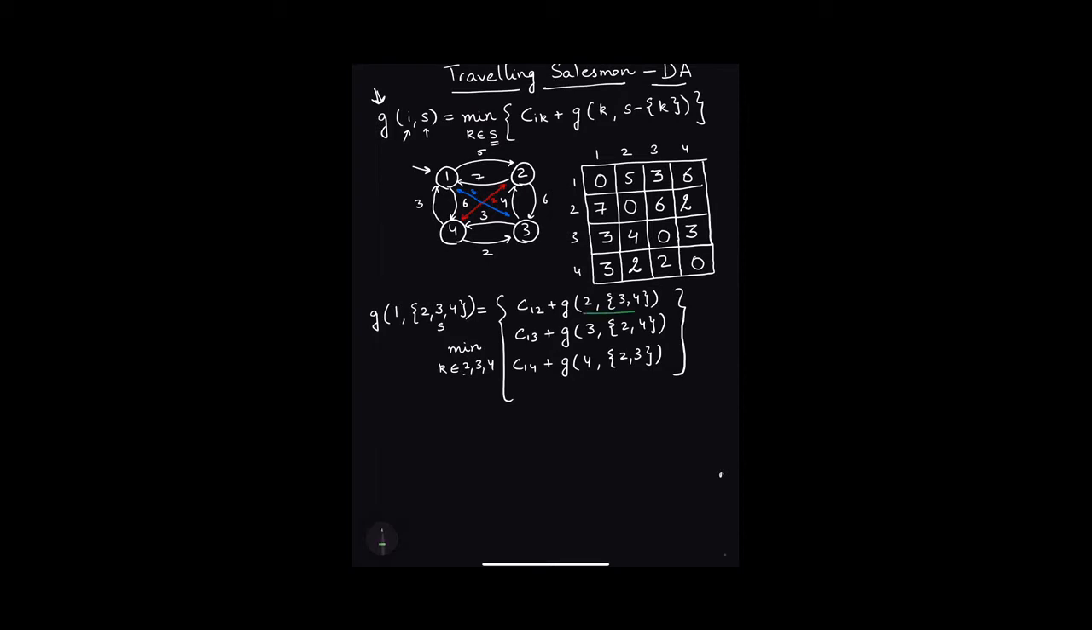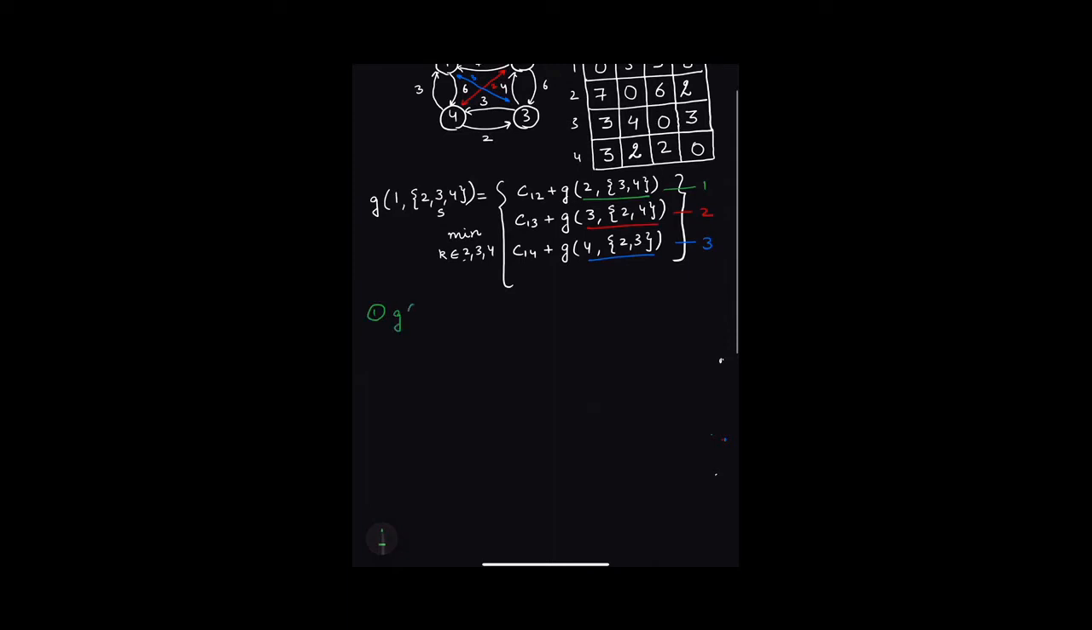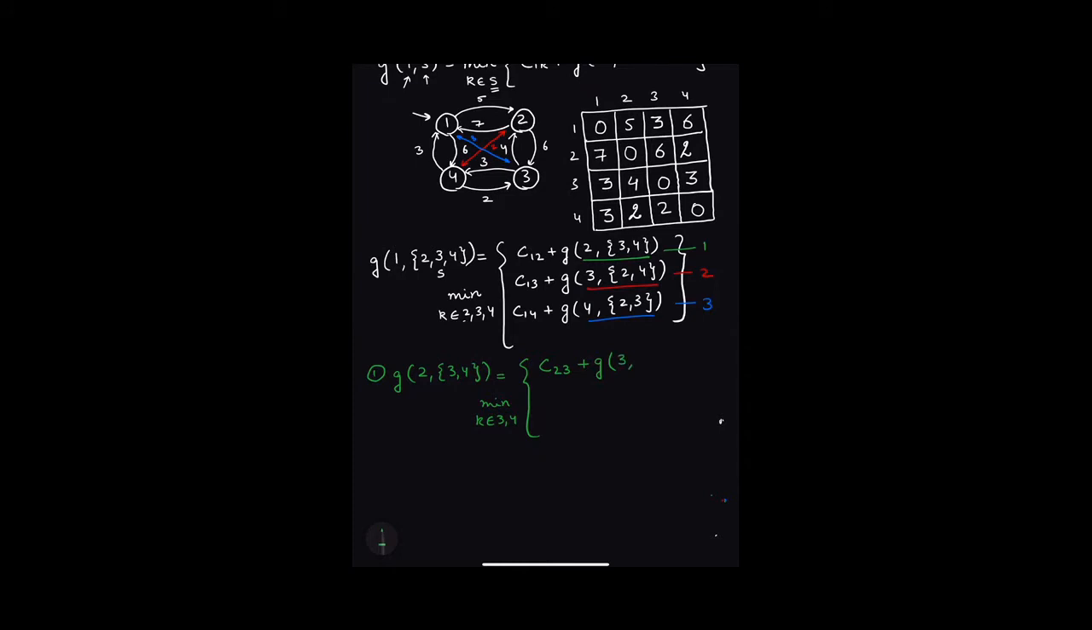Now we have to solve equation 1, 2, and 3. To solve equation 1, this is g of 2, 3, 4. So this will be equal to the minimum, where k belongs to 3, 4. This will be C of i is 2, and let's suppose k is 3. So this is C of 2, 3 plus g of k, S minus k. So k is 3 and the state space is 3, 4, where we are taking k as 3. So this becomes 4. And the next equation becomes C of 2, 4 plus G of 4, and the leftover value after subtracting k from S is 3.